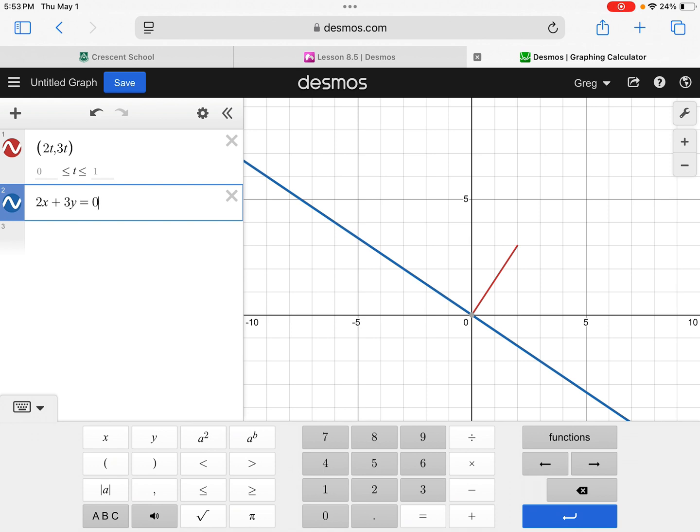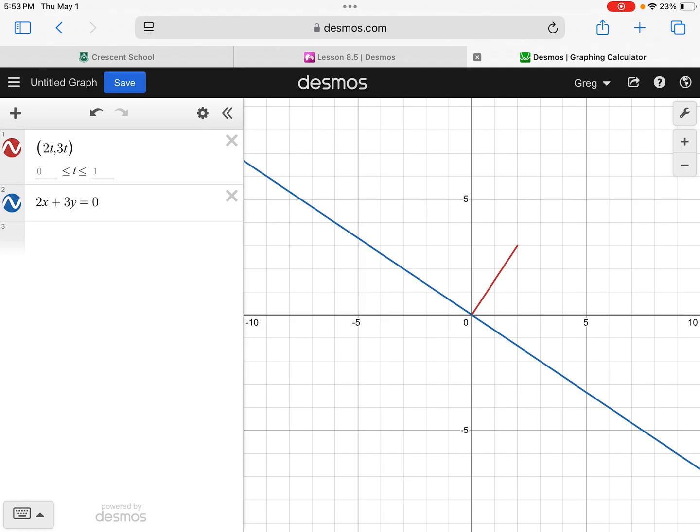perpendicular to the vector 2, 3. That takes you to all those points. Now, when you go perpendicular in 2D, there is only one direction that works.